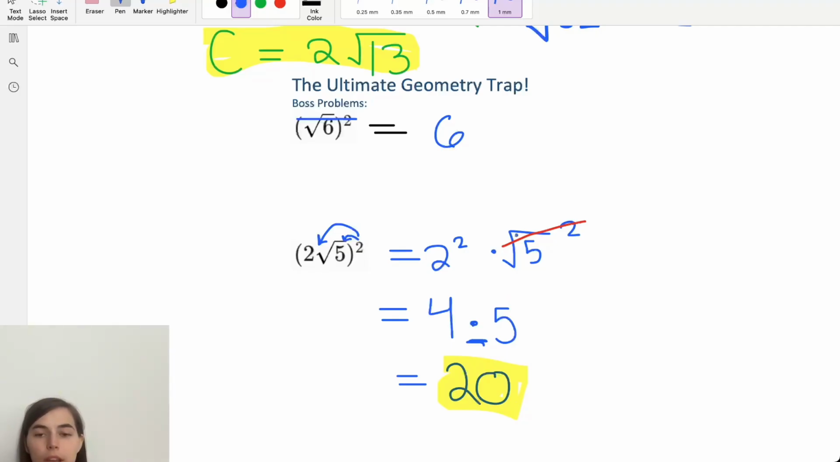Alright, well, hopefully this helped. This was a nice run through of simplifying radicals and looking out for where you're going to see radicals in your geometry class this coming school year.